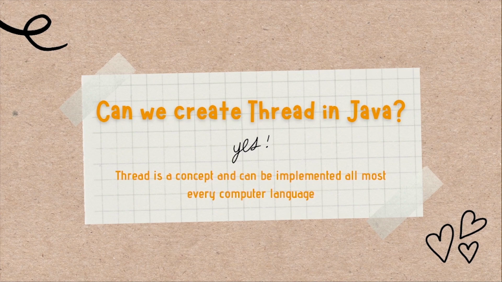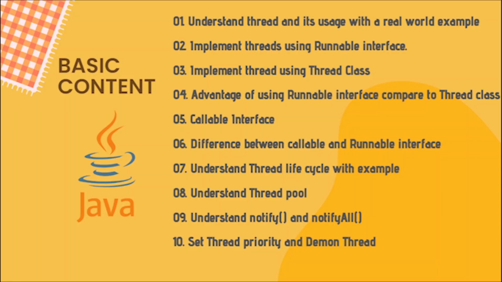Let's discuss what are the topics that we are going to cover in this series of tutorial. I have divided all the topics into two sections. One, basic content. In this section, we will cover all the basic knowledge regarding thread and some practical usage of thread. First, understand thread and its usage with a real world example. In this example, I am going to give you some real world examples so that you can understand how we should implement thread, in which scenario we can apply this thread.